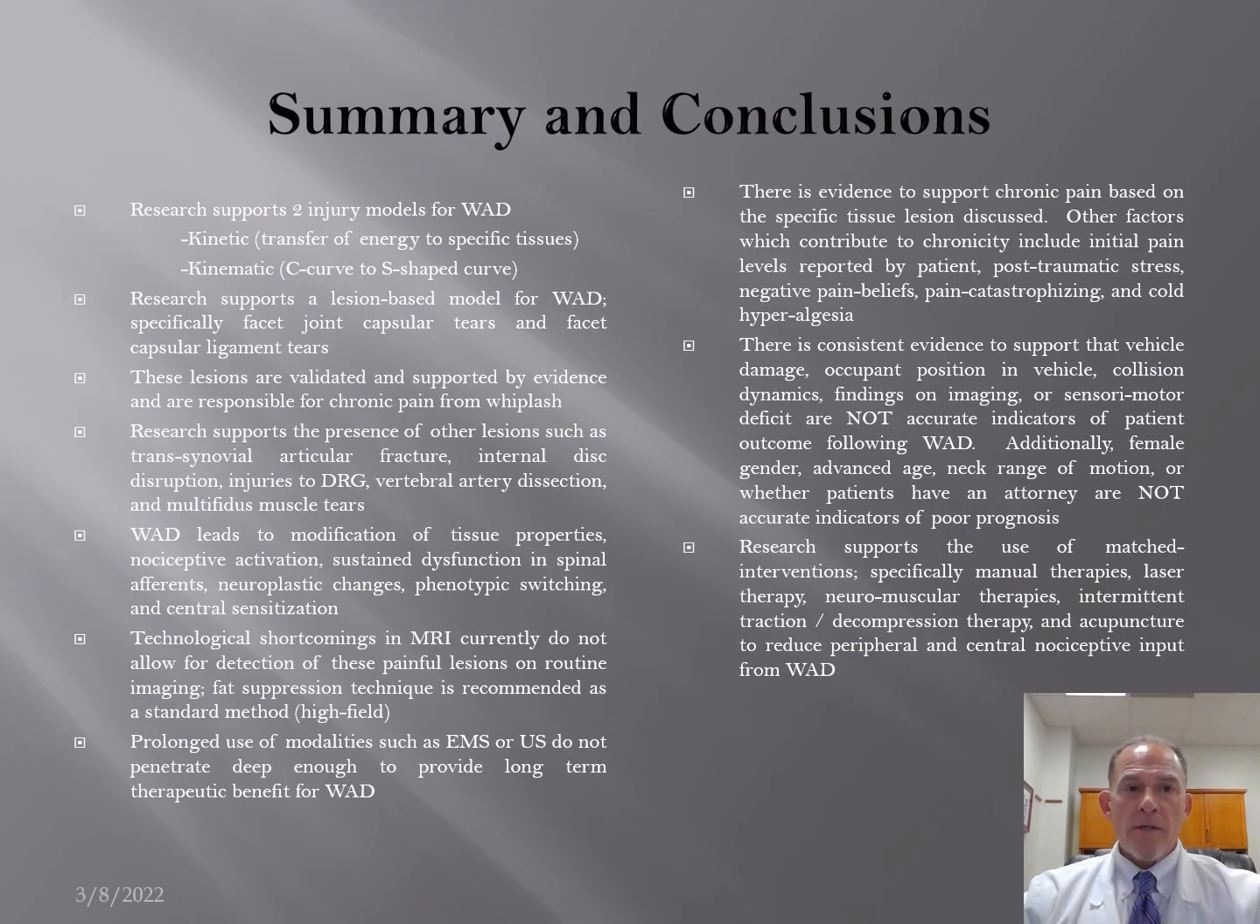So to summarize, there are two injury models for whiplash. We learned about the transfer of energy to specific tissue sites and the changes in the cervical lordosis from a C shape to an S shape. We learned the main lesion associated with whiplash is the facet capsular ligament injury. This lesion is also responsible for chronic pain. A number of different types of injuries are also associated with whiplash, including internal disc disruption, among many others.